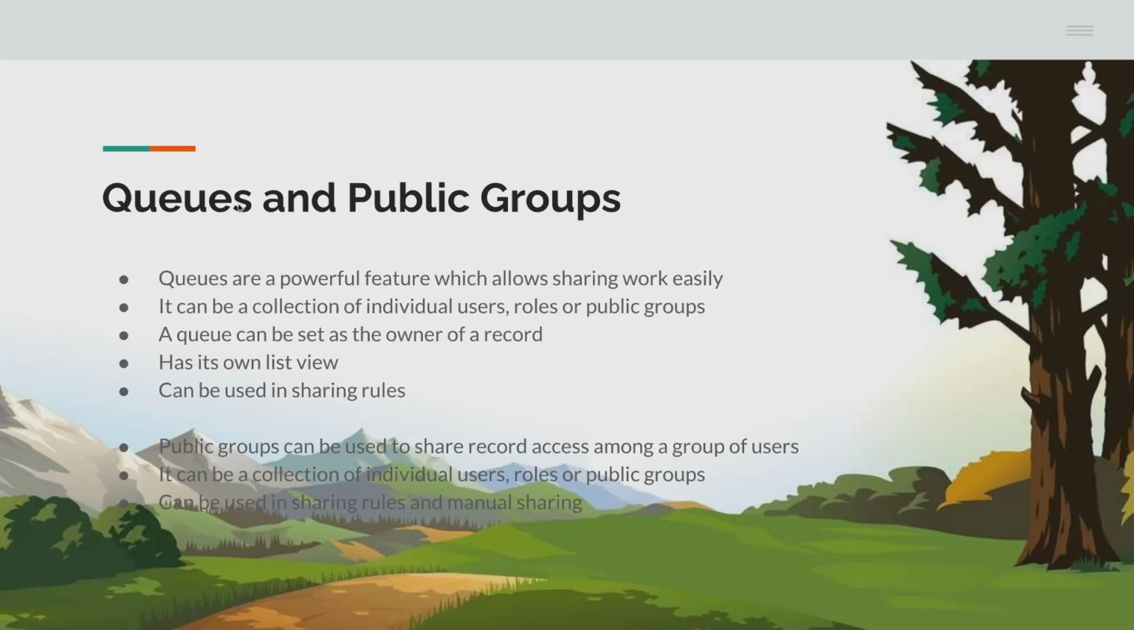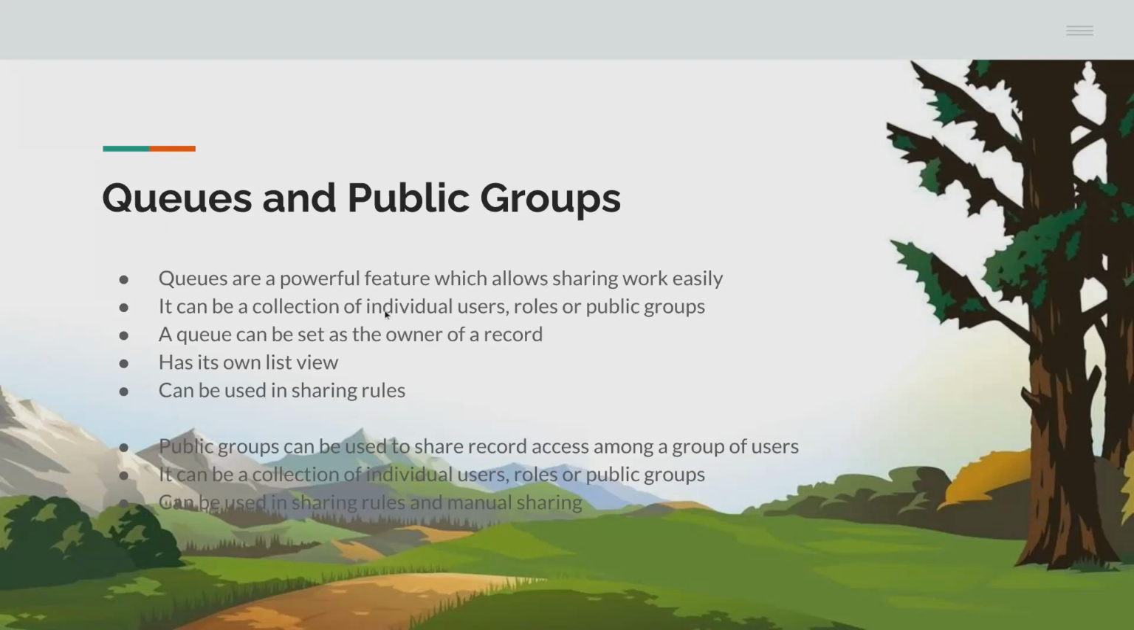And then queues. Queues are a bit more special and a bit more powerful. Queues are used in an organization or in a company to share work among a certain set of users. The special thing about queues is that a queue is, again, a collection of users. You can add individual users, roles, or public groups to a queue.